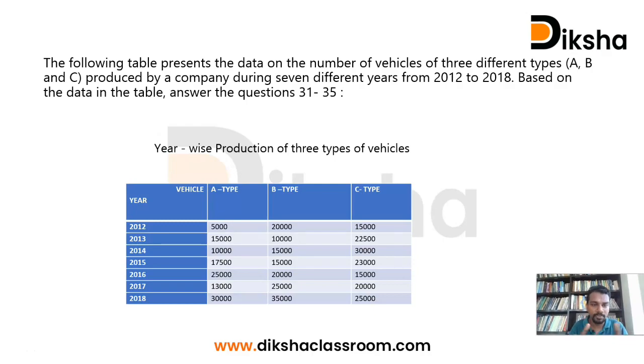This is the question: the following table represents the data on the number of vehicles of three different types A, B and C produced by a company during 7 different years from 2012 to 2018. Based on the data in the table, answer questions 31 to 35. For this question, they have given a table with the year-wise production of three types of vehicles: A type, B type, and C type. You have 7 years, from 2012 to 2018. Each year the production of all the types is given. Based on that, they have asked different questions.